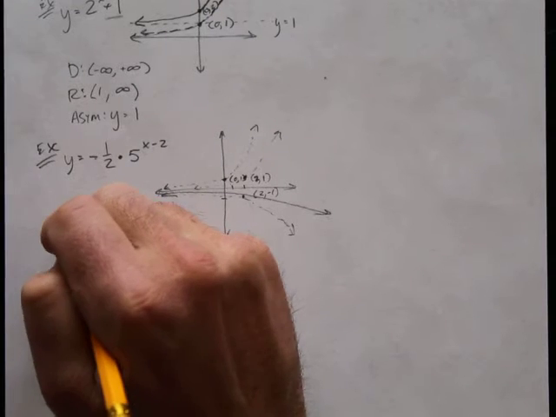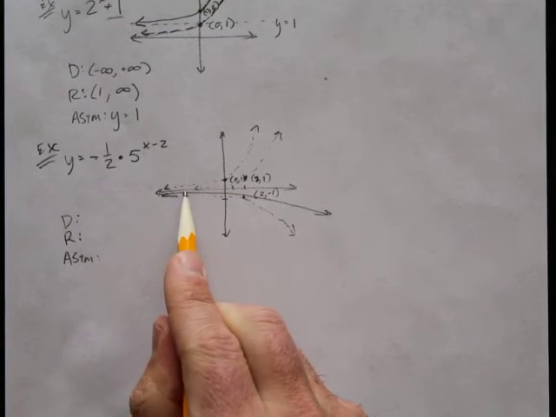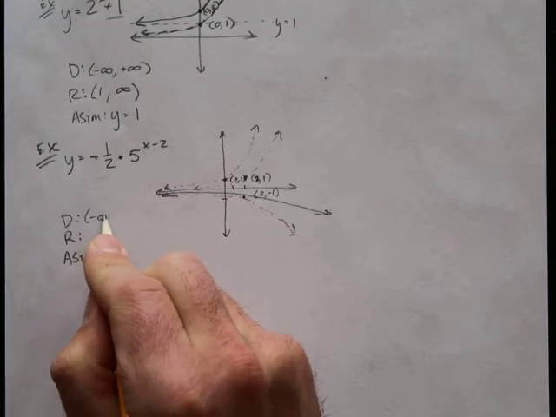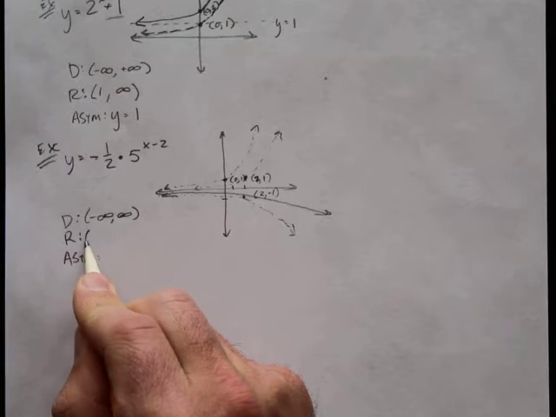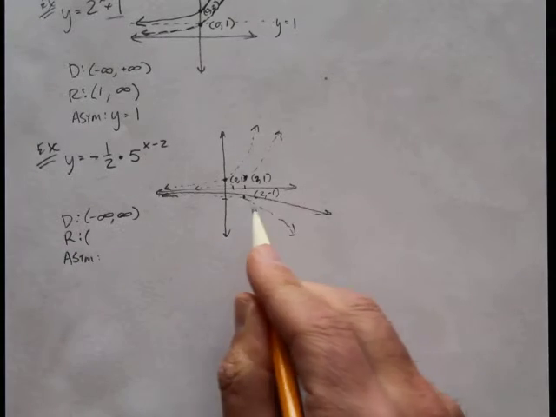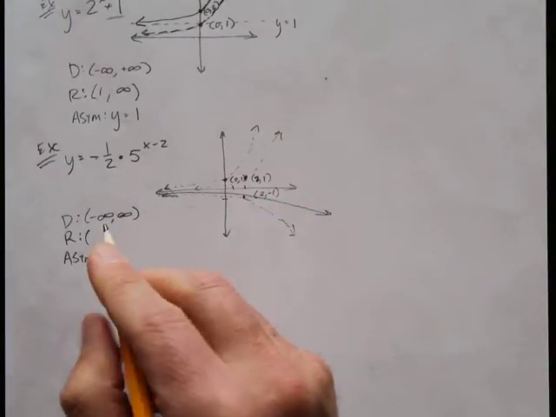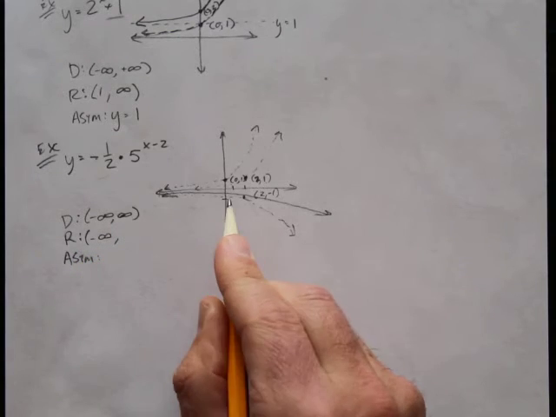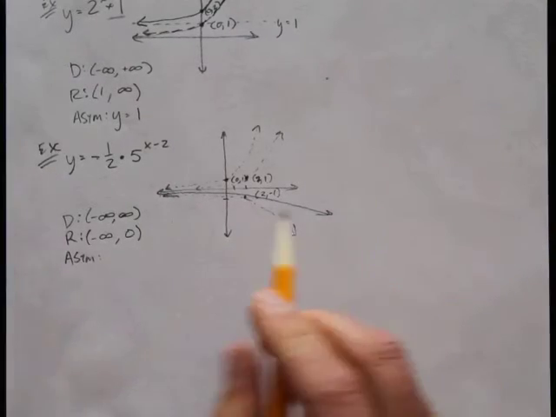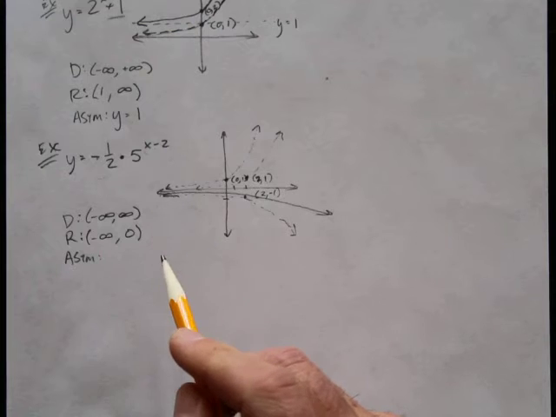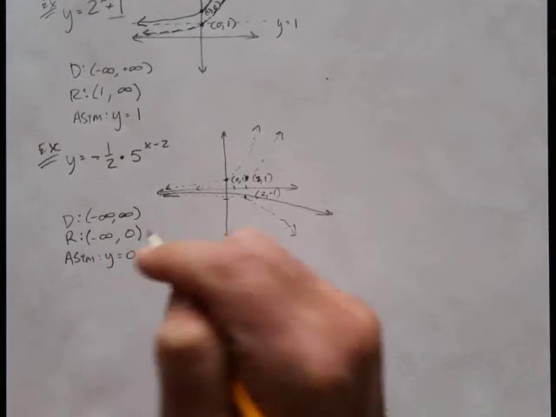So now let's talk about the domain and the range and the asymptote. The domain here goes all the way to the left, all the way to the right. Again, negative infinity to positive infinity. The range, it looks like it's going to the right more, but it's really going all the way down as well. So it goes negative infinity all the way up to 0. But it doesn't get to 0, it gets almost to 0. Right here, it gets closer and closer to 0 but never gets there, because it has an asymptote at y equals 0.